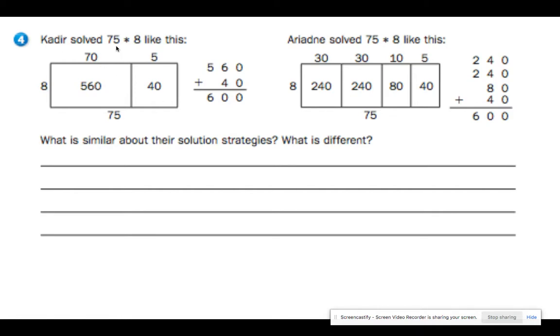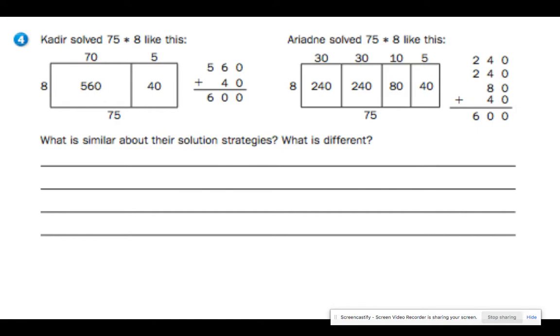Kadir solved 75 times 8 like this. So again, you can see how he broke it apart, 75 times 8. But Ariadne, I think is how you pronounce it, solved the same problem like this. She did it 30, 30, 10, and 5. So take a minute, answer this question. What is similar about their solution strategies and what is different? So make sure that you're talking about how they are similar and also how they are different. Pause the video, write down your answer, and then we'll go over what that looks like.